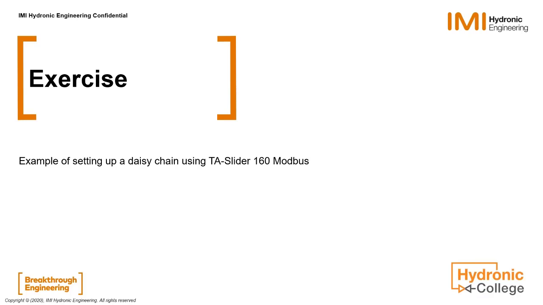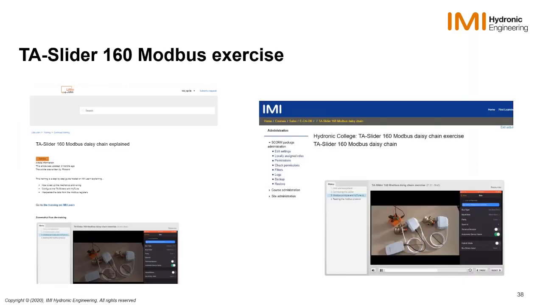The last thing I'm going to show is to just advertise an exercise that's live on IMI-Learn at the moment. You can find it on Little John as well. So this is a practical exercise that you can make to understand the Modbus registers better yourself and to configure a slider to get more experience in that. So if you go on Little John and search for TA-Slider 160 Modbus Daisy Chain Explained, you will find it. Or if you go on IMI-Learn and search for it, you will find it there as well.